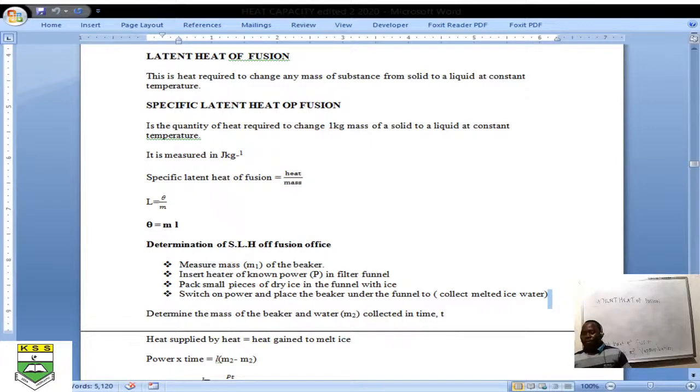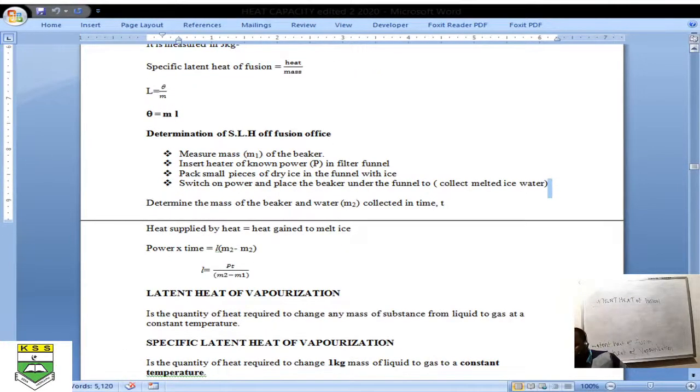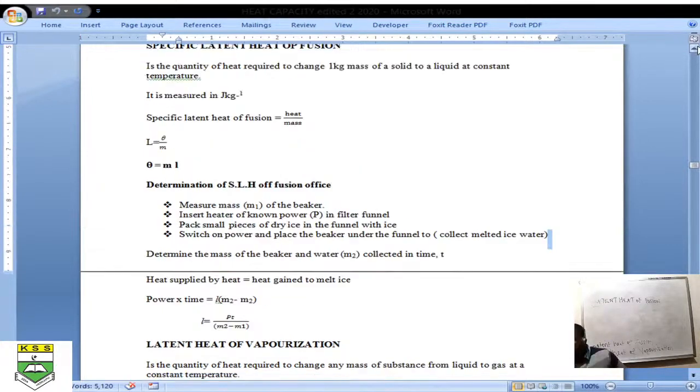Now, when we talk about the mass of 1 kilogram, then we bring in what they call specific latent heat. Specific latent heat of fusion is the heat required to change 1 kilogram mass of a substance from solid to liquid at a constant temperature.